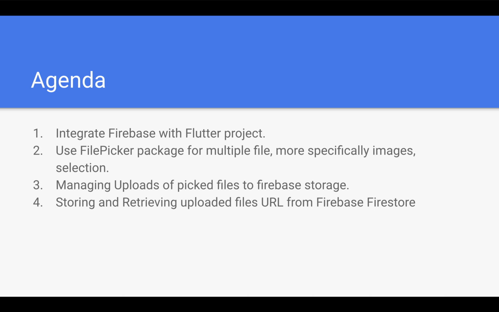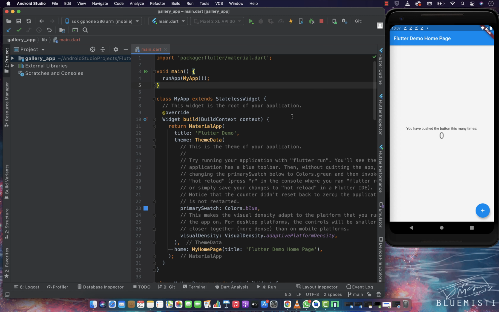And then at the last, we will store the references of the files that we have uploaded to Firebase storage, and then we will retrieve all the references of the uploaded files so that we can see all the images on the gallery screen. So I've created a brand new Flutter project to start things from scratch.